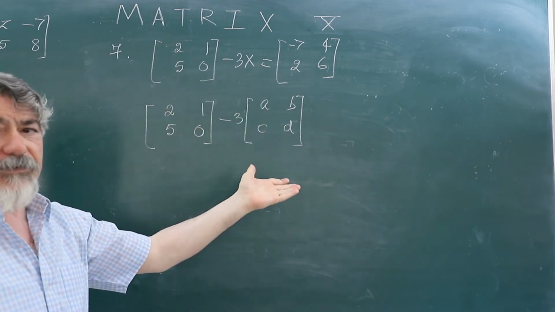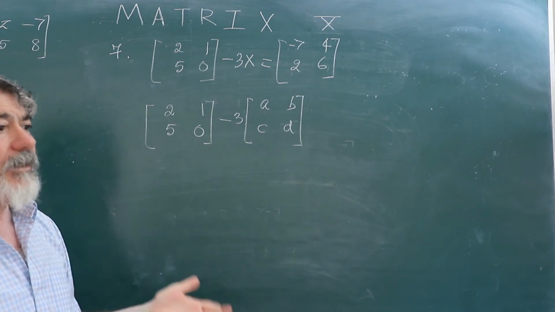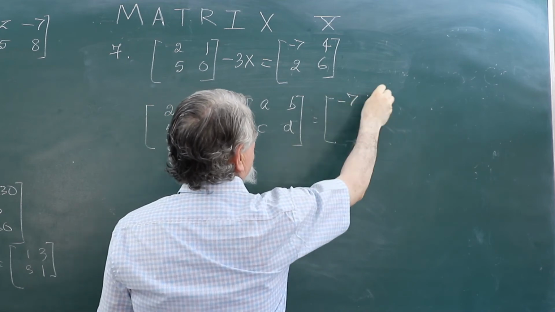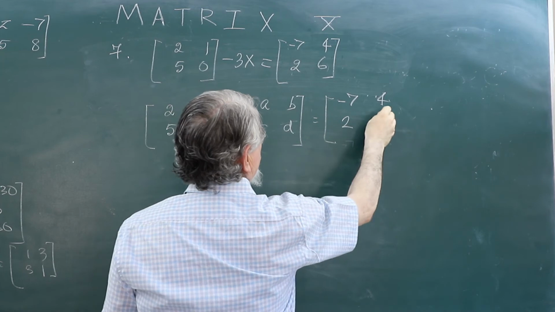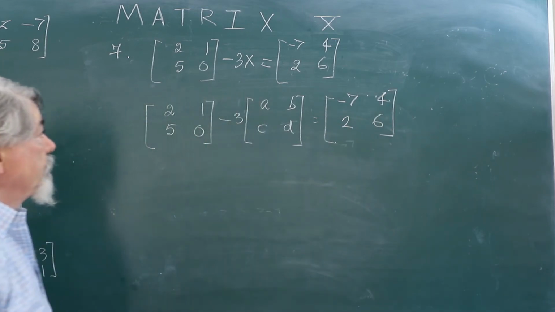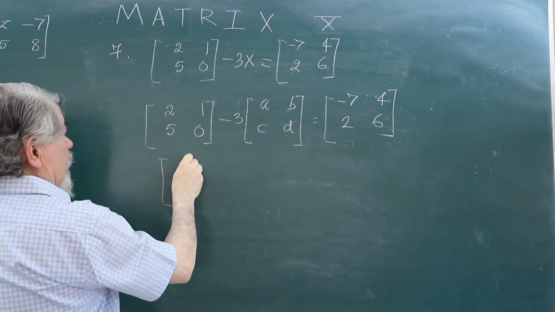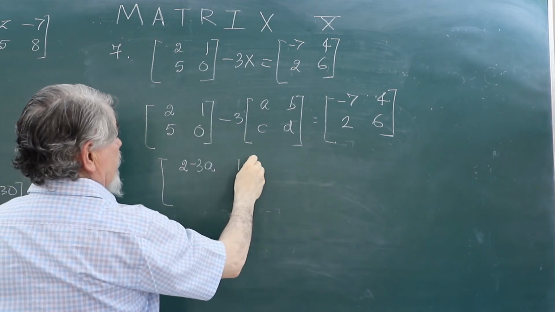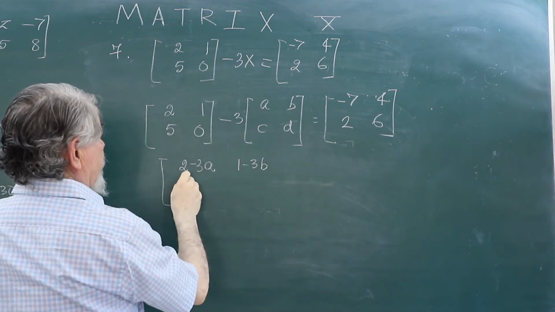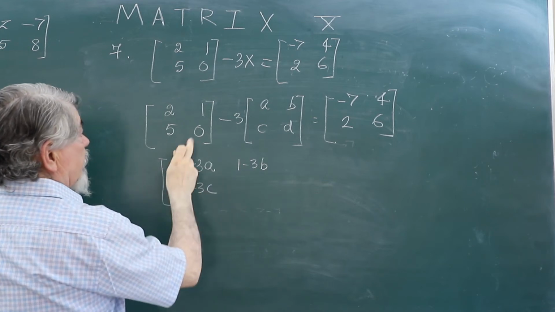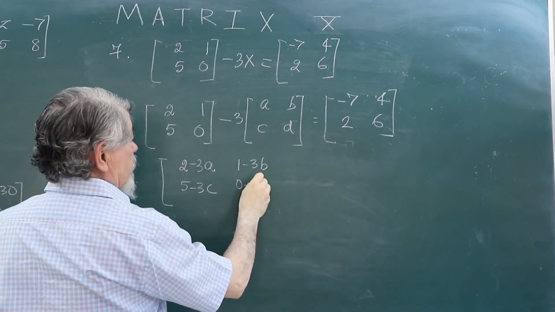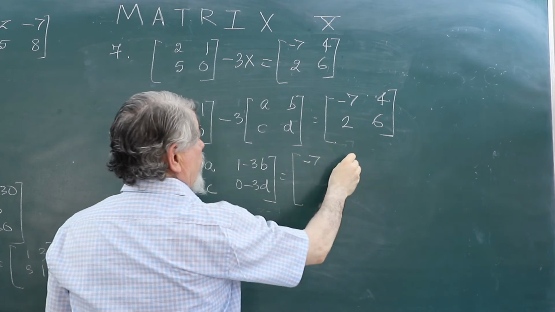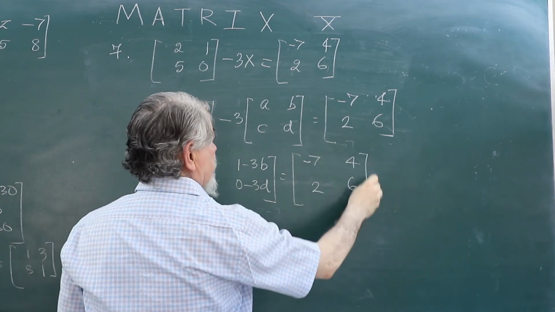And then we'll calculate the value of A, B, C, D, so that then we can say what is the value of matrix X. Can be done otherwise also. There is no problem without assuming that to be so. Now it will be 2 minus 3a, then 1 minus 3b, 5 minus 3c and 0 minus 3d is equal to minus 7, 4, 2 and 6.